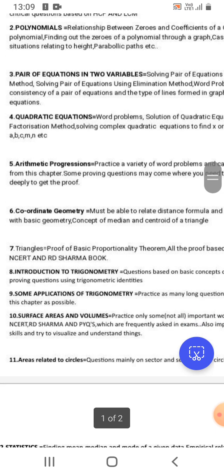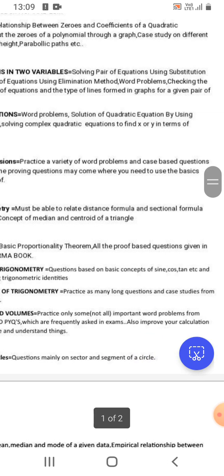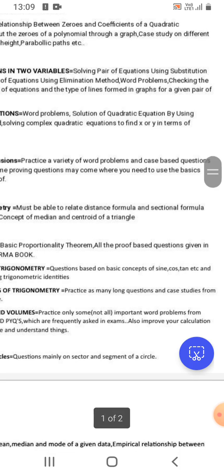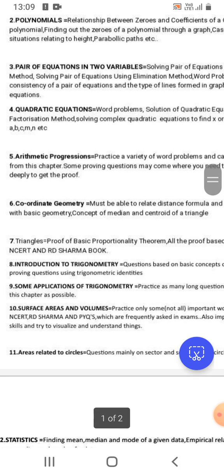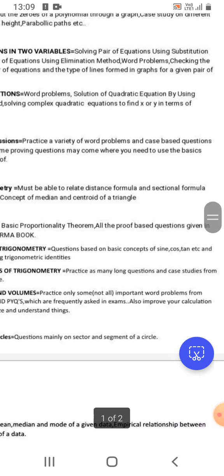Then introduction to trigonometry. Questions based on basic concepts of ratios and specific angles also, sine, cos, tan, etc. And proving questions using trigonometric identities. Such questions are generally asked in 2 mark questions or 3 mark questions. Rarely you may get it in 5 mark questions also. And rarely in case study also. You may have to apply trigonometry. Some applications of trigonometry.